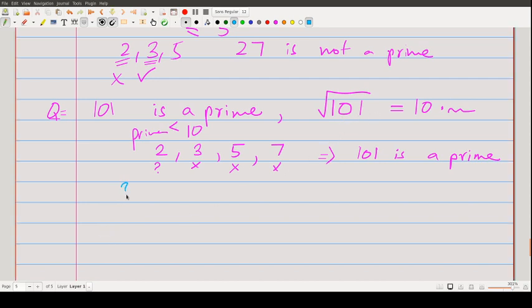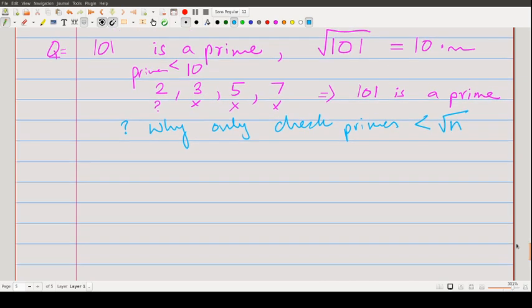So the question: why only check primes less than the square root of n? I want you to think about it. I won't answer that question right now.